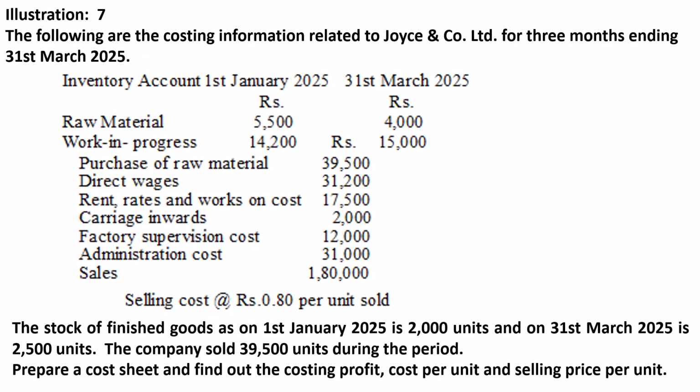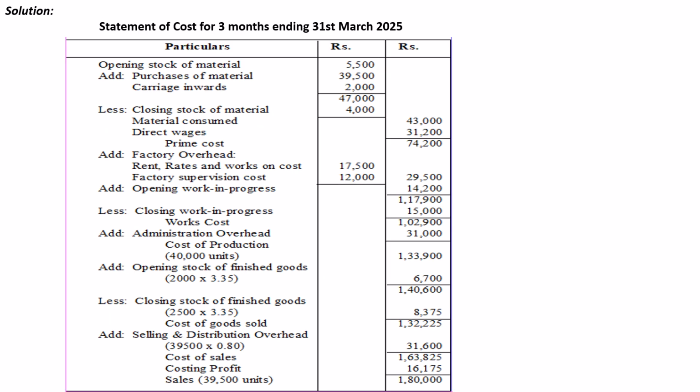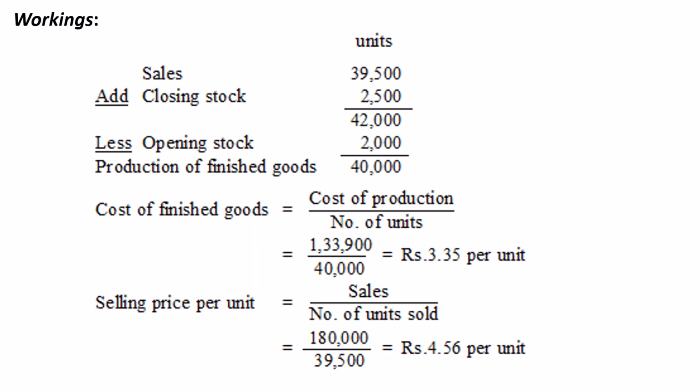Illustration 7. The following is the costing information related to Joyce & Co. Limited for 3 months ending the 31st of March 2025. The details are presented here. Solution. Statement of cost for 3 months ending the 31st of March 2025 is presented here. Workings are presented here.